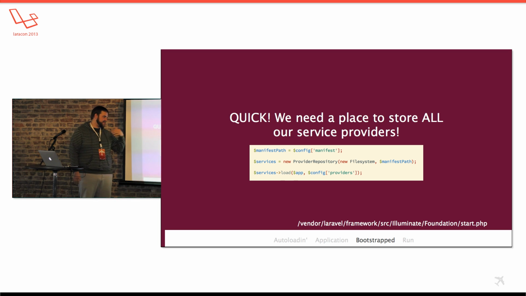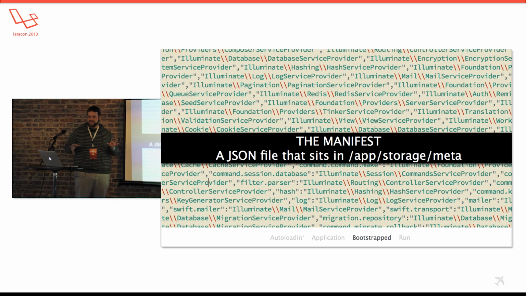And we do that, there's the config option manifest. Again, anything you can config locally is just config/app.php or config/environment/app.php. We create this new provider repository, which uses, again, the file system, and then takes the path and creates this sort of manifest, for example.